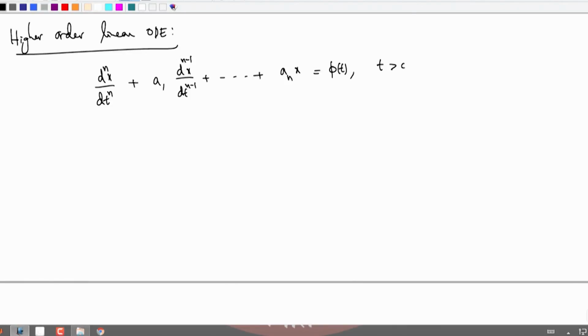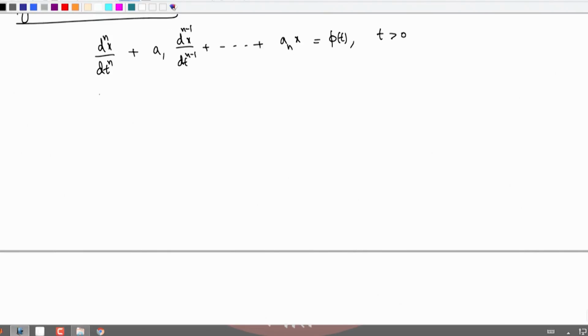So, t is positive. If t is positive, you can apply your Laplace transform. Of course, because it is an nth order differential equation, you should provide some initial conditions: x of 0, x dash of 0, and so on up to the n minus 1th derivative at 0. Let's call these x naught, x1 up to x n minus 1. Let me call these your initial values.